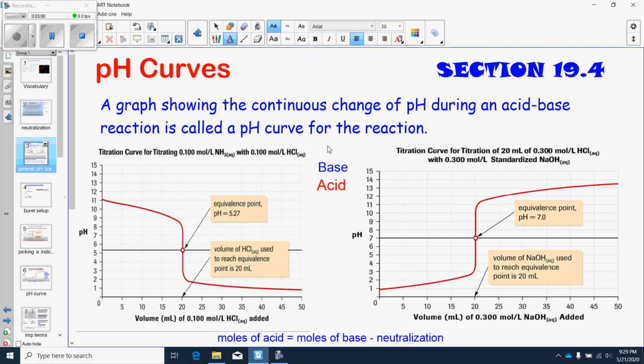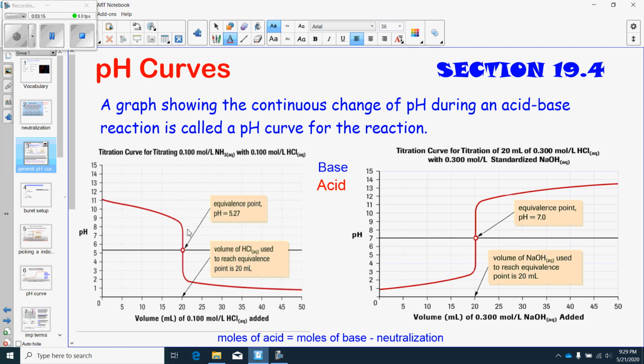And they have very distinct shapes, and we're going to take a look at some of these pH curves, talk a little bit about the zones or areas in a pH curve and what a pH curve can tell us about the acid-base reaction, okay, about the neutralization.